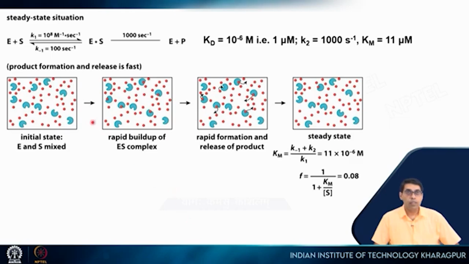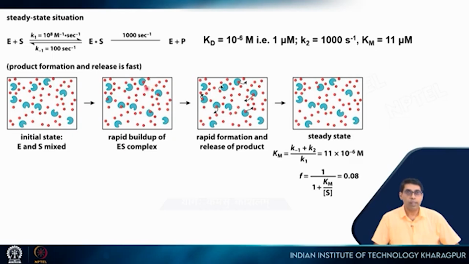The other situation is the steady state situation. Under this condition, let's assume the same K1 and K minus 1 values, so that Kd is 1 micromolar, but now K2 we have assumed as 1000 per second. So this is 10 times more than K minus 1. But again, K minus 1 is 10% of this, so we cannot exactly ignore it. So Km becomes 100 plus 1000, divided by 10 to the power 8. That turns out to be 11 micromolar. So Km is 11 micromolar, Kd is 1 micromolar.